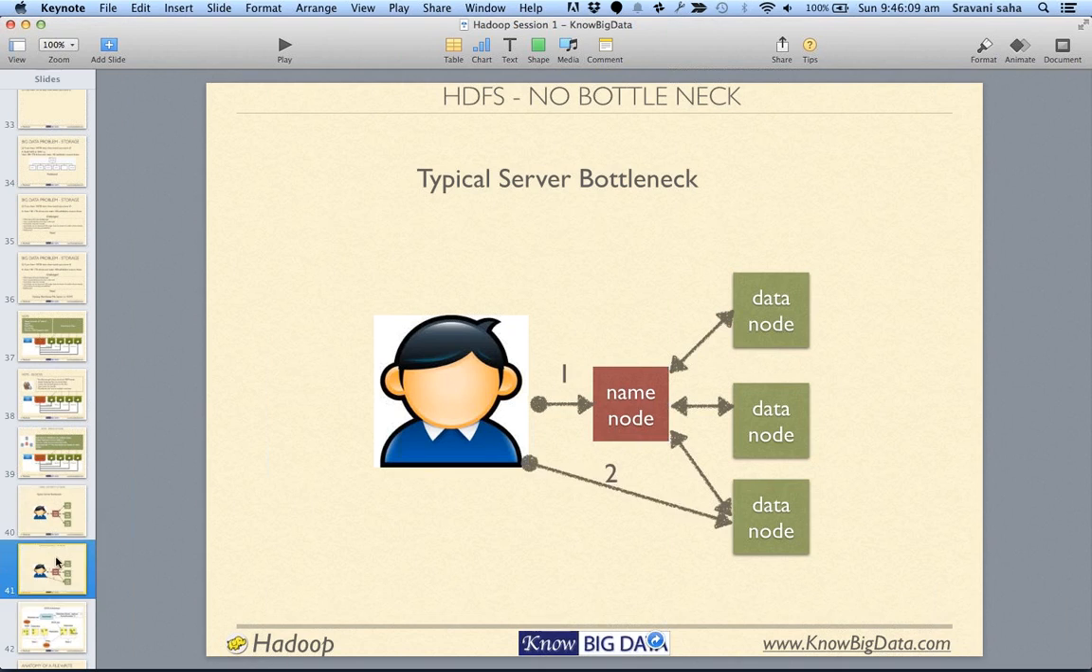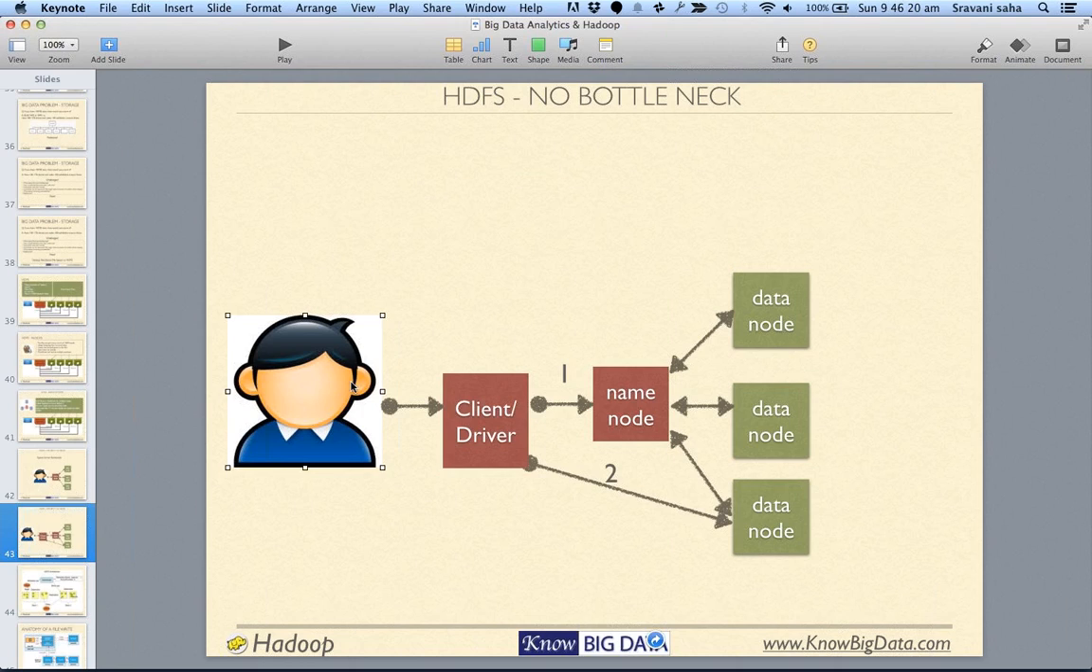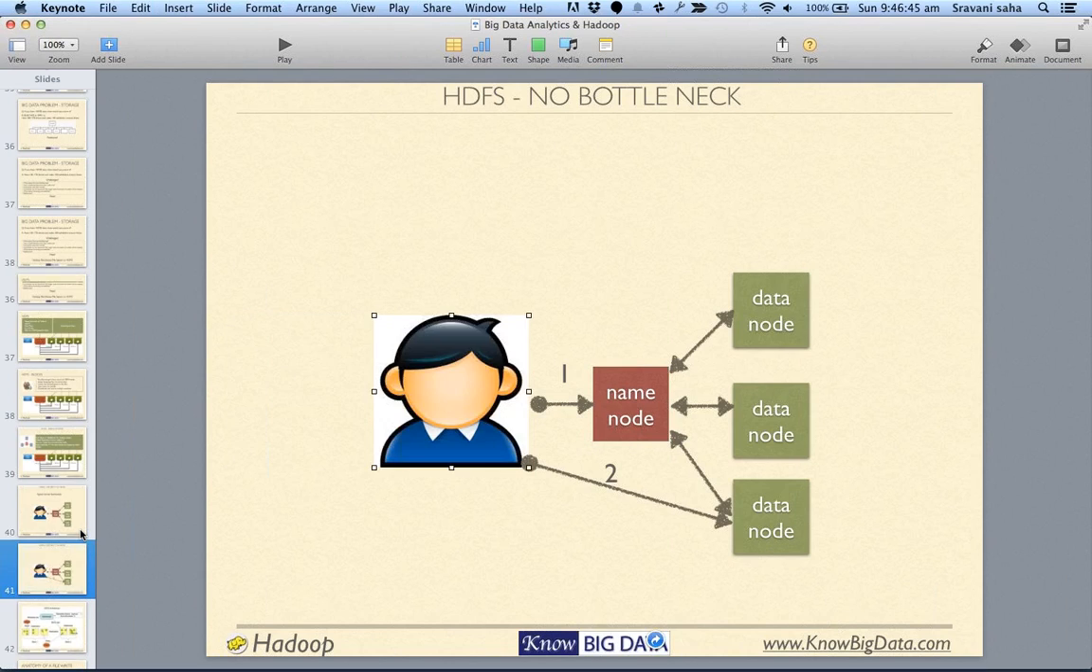But in case of HDFS, that is not the case. The general design is the client or the client library comes to name node, and name node gives back the information that hey, don't bother me, just go and talk to data node. All right. So the actual reads of data directly happen between the client and the data nodes.